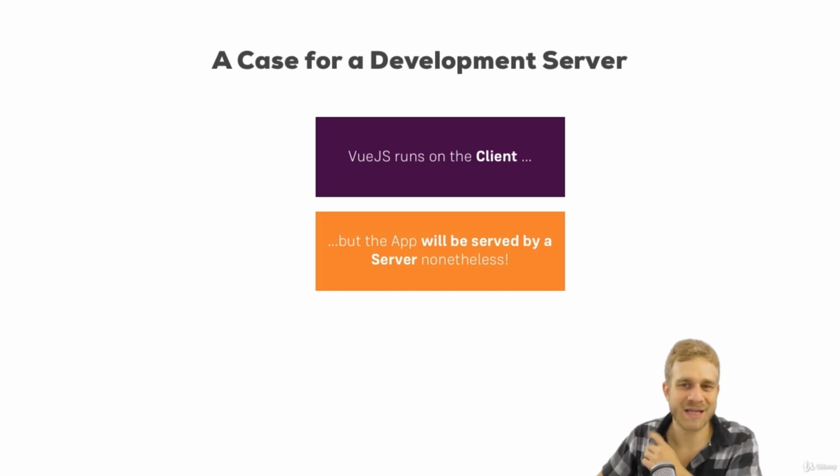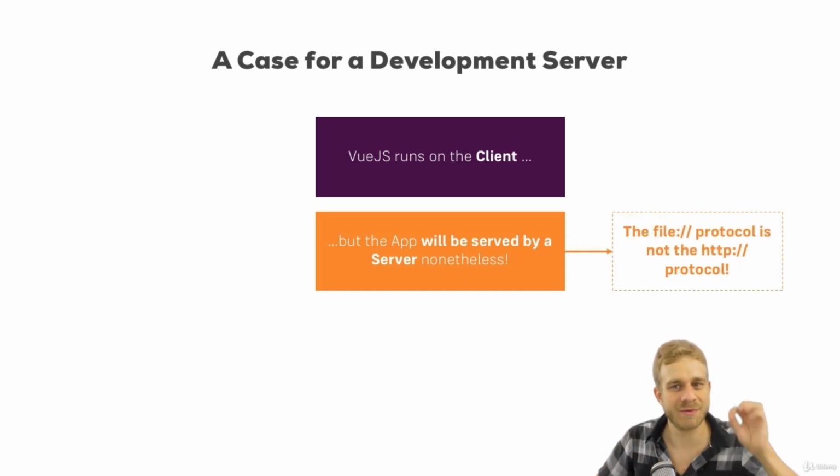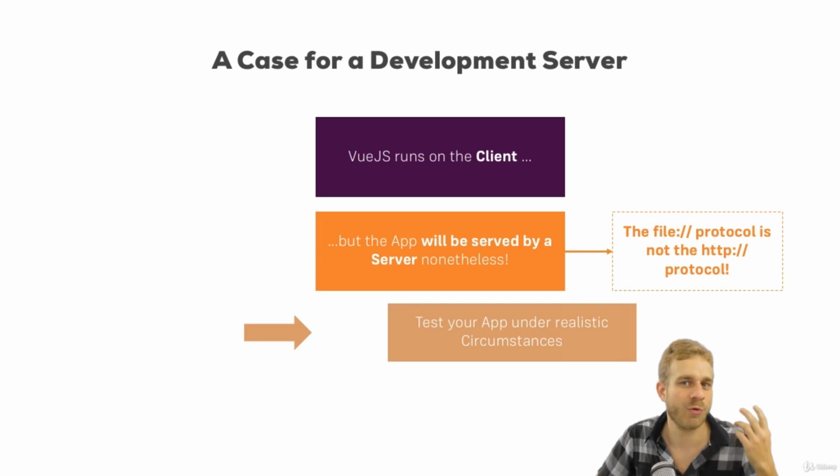And therefore, we want to test under such circumstances. The file protocol, which we use when we double click on an HTML file, does not have the same specifications and features the HTTP protocol has. So we want to access our Vue.js through HTTP. And for that, we will need a server, even if it's running on our machine, but we will need a server which is able to understand HTTP. So we are able to test under more realistic circumstances.